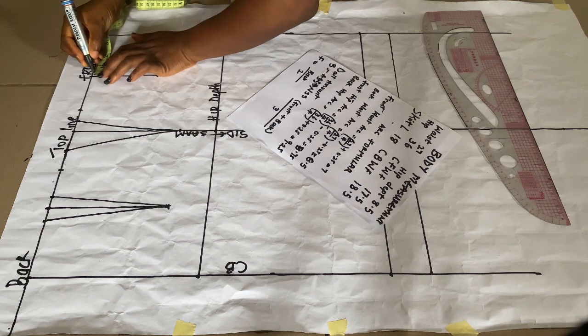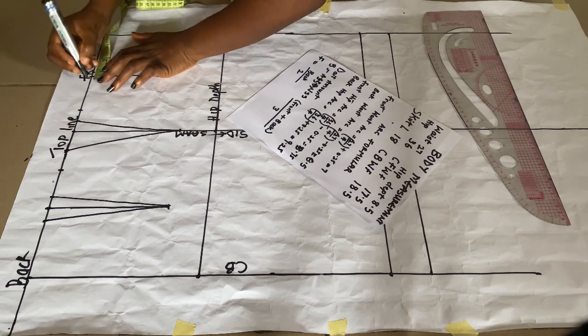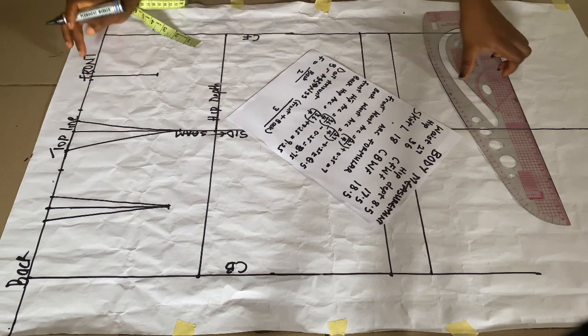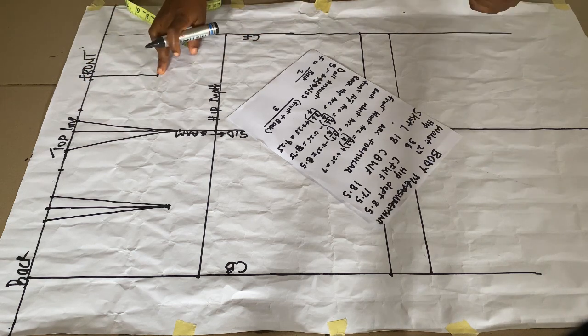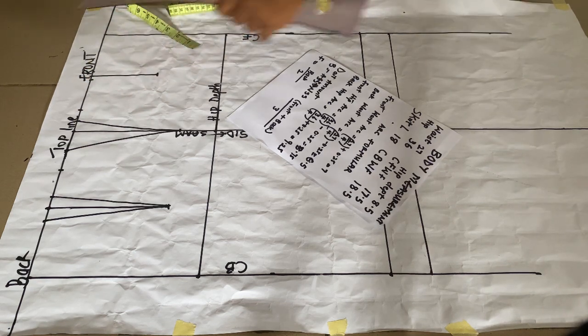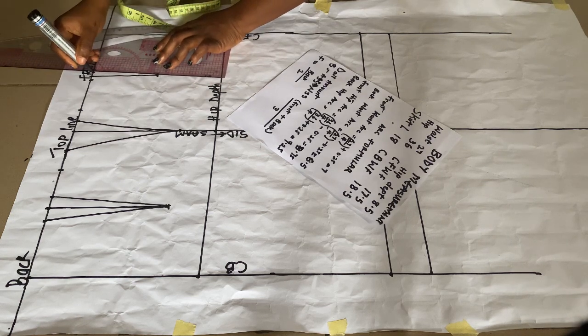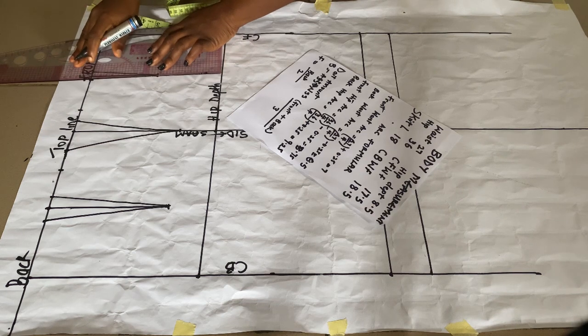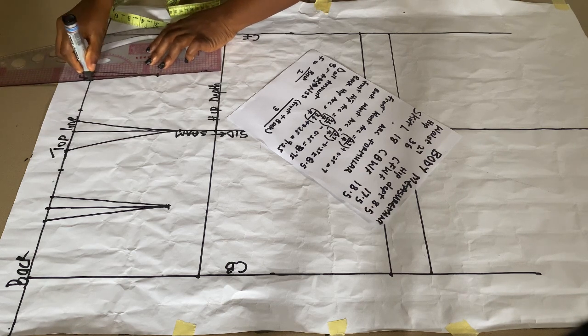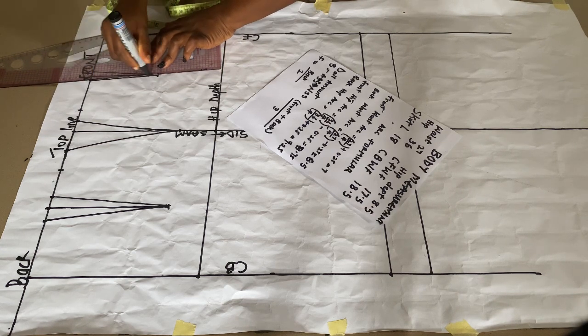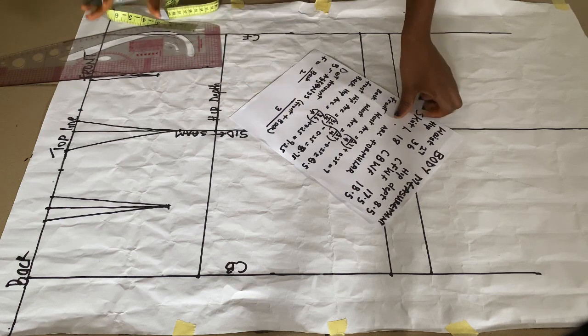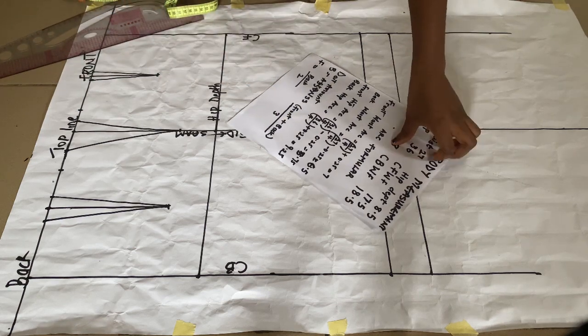So I'll mark 0.3 on this side and on this other side of the dart line, and I'll also connect it to the point, to half of the hip depth. So that's it about the darts.